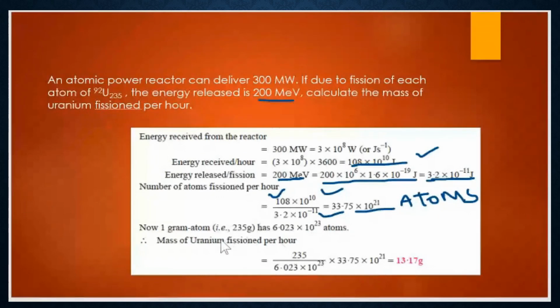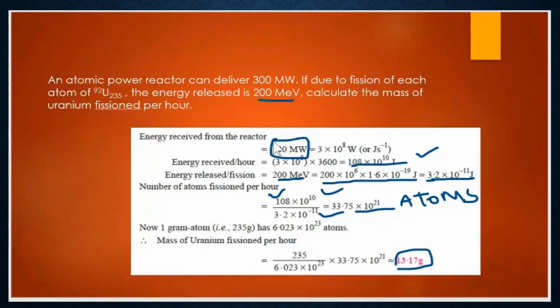Now, 1 gram atom of uranium, that is 235 grams, has 6 into 10 to the power of 23 atoms. So if you convert the atoms into mass, it is 235 by 6 into 10 to the power of 23 into 33.75 into 10 to the power of 21, that is 13.17 grams of uranium required to deliver 300 megawatts of energy.